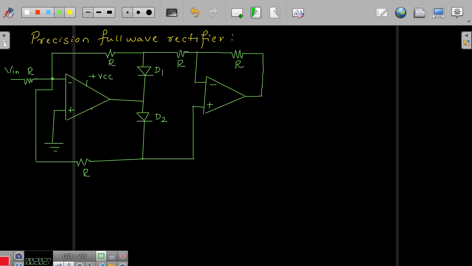All other things you can write on your own, plus VCC, minus VEE. Let me call this amplifier A1 and this amplifier A2. This is your V0.